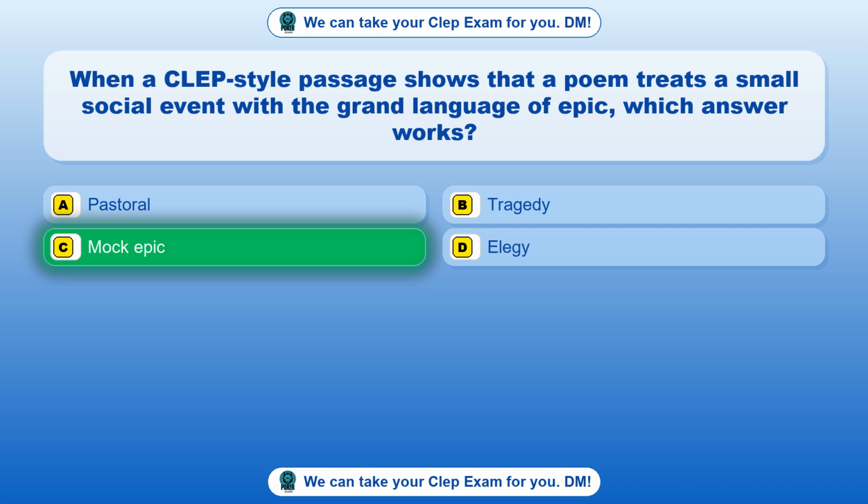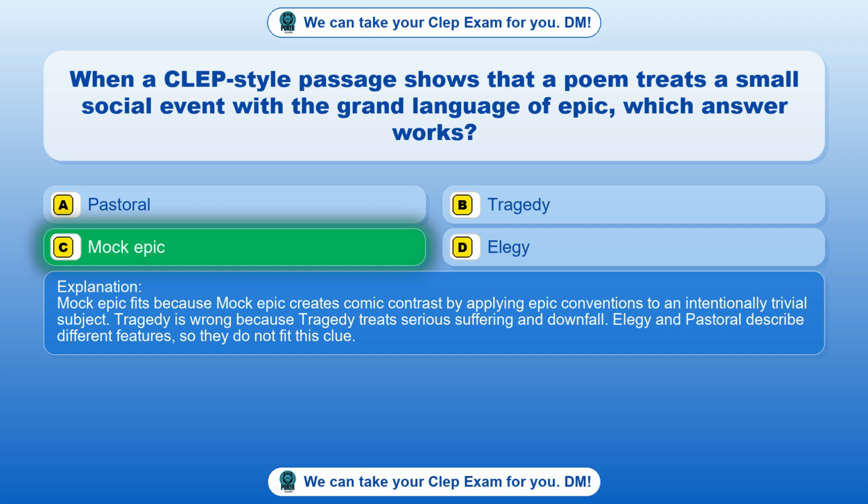Mock epic. Mock epic fits because mock epic creates comic contrast by applying epic conventions to an intentionally trivial subject. Tragedy is wrong because tragedy treats serious suffering and downfall. Elegy and pastoral describe different features, so they do not fit this clue.